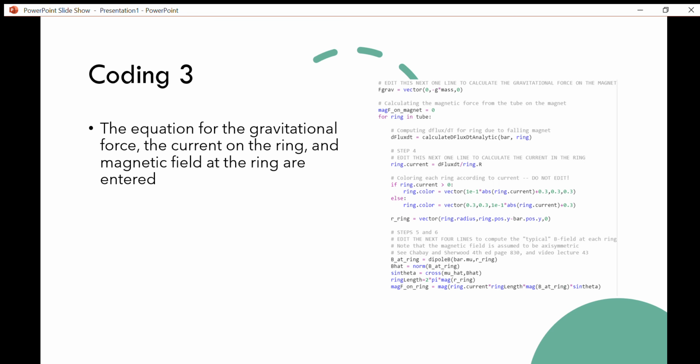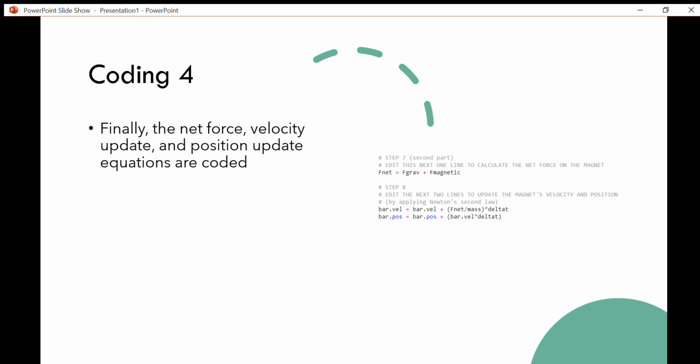Alright, and my third coding slide, I had the equation for the gravitational force, the current on the ring, and then at the very bottom you have the magnetic field at the ring, that equation. And so my last coding slide, I have an equation for the net force, and then the velocity and position update equations are also encoded.